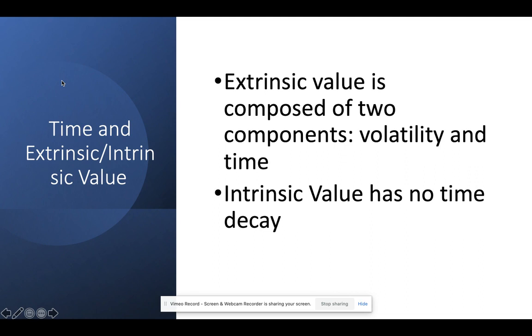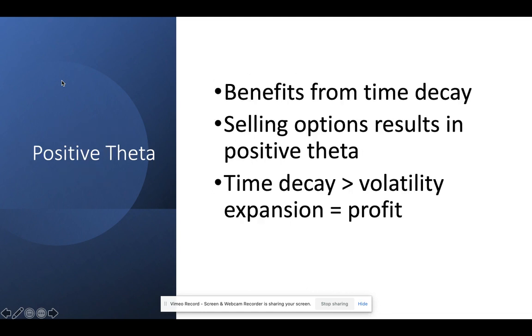Time decay and intrinsic value. So like we said, theta is the decay of extrinsic value. Well, extrinsic value is composed of volatility and time. So theta is chipping away at the time part of the extrinsic value. And an intrinsic value has no time decay, okay? So let's look at the different signs of theta, okay?